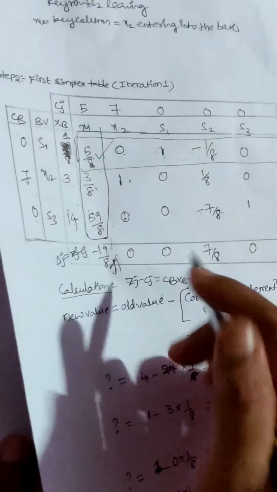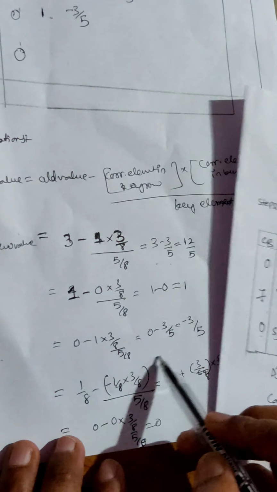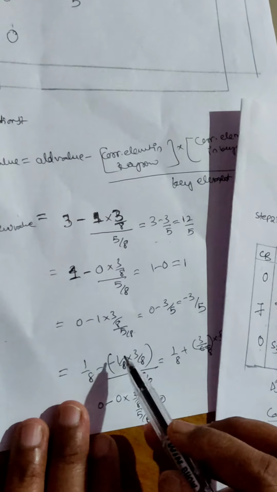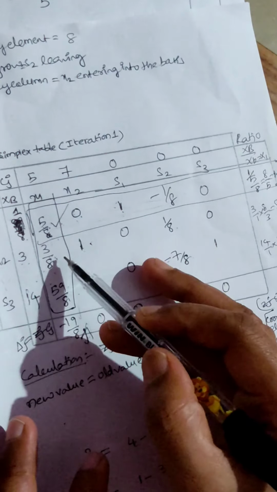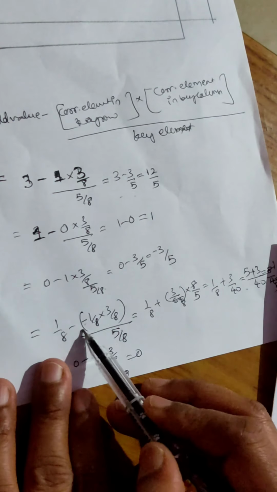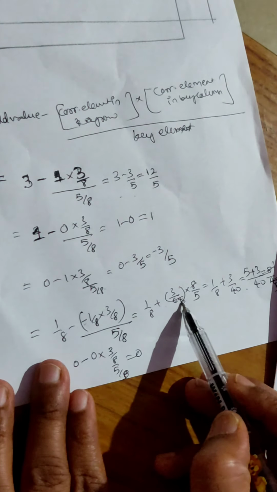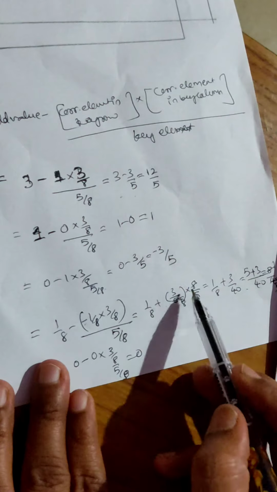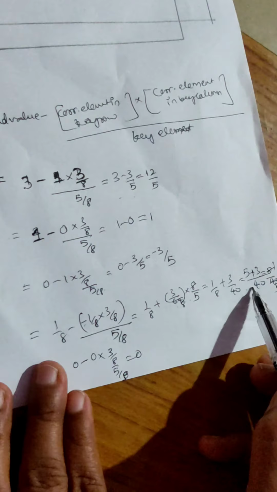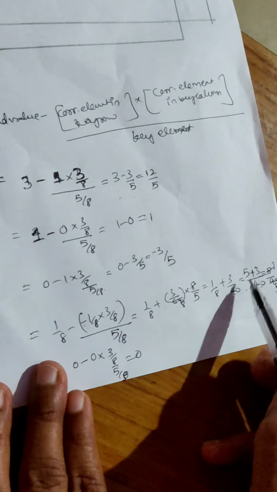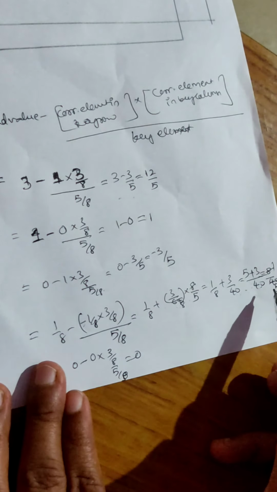Next, 0 minus 1 into 3 by 8 by 5 by 8 is minus 3 by 5. Next 1 by 8 for this value, 1 by 8 minus 1 by 8 into 3 by 8 by 5 by 8. 1 by 8 as it is, minus into minus plus 3 by 64 into reciprocal 8 by 5. 8 8s are 64. 1 by 8 plus 3 by 40. Take LCM 40. 8 5s are 40, plus 3, 8 by 40, that is 1 by 5.